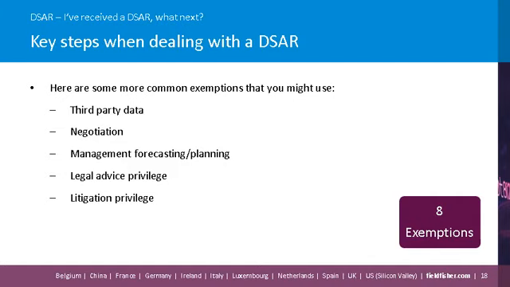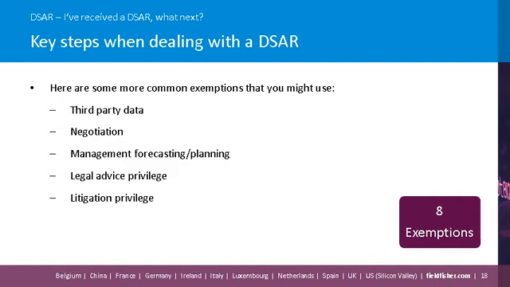Data that may prejudice ongoing negotiations is also exempt from being disclosed in a data subject access request. The third commonly used exemption is management forecasting and planning. Again here, information is exempt to the extent that compliance with the data subject access request would prejudice the conduct of the business or activity in question.